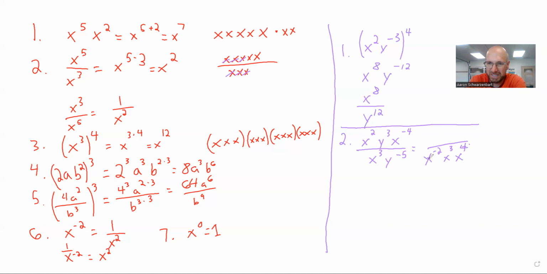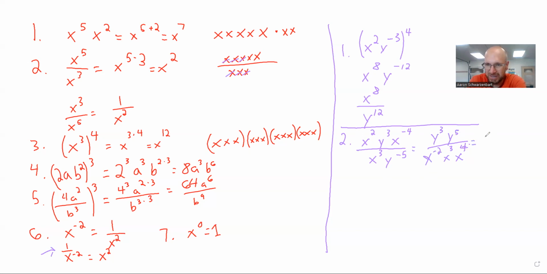Now I've gathered all my x's together. I can move the x squared down by making it a negative. I'm reversing this little rule here on number 6. And my y's, I'll make it y to the third, y to the +5th when I bring it up.